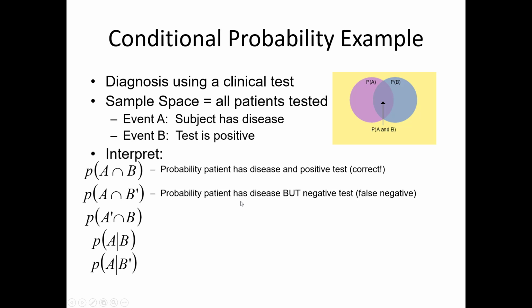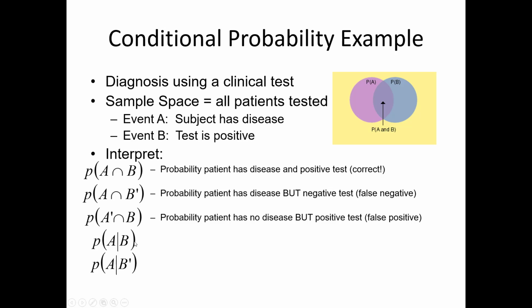Okay, this is A complement. What is A complement? The items which do not exist in A. The subject has the disease, so A complement means the subject has no disease. A complement intersection B is the probability that the patient has no disease but the test is positive, which is also a false result.